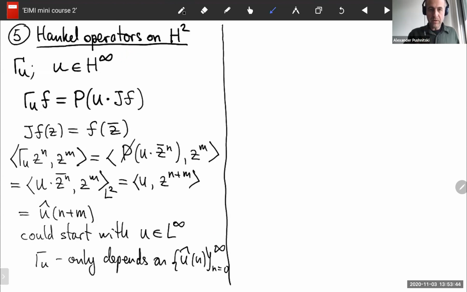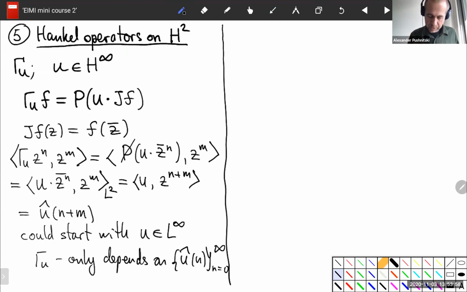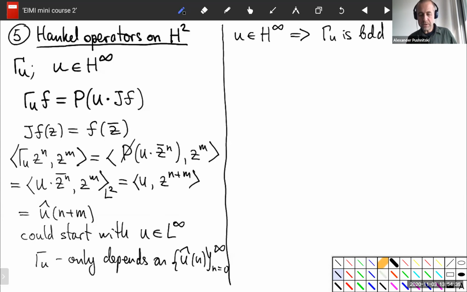Now for Toeplitz operators, remember that we had a defining commutation relation. For Hankel operators, there's the same story. Maybe I should first say a few words about boundedness, because so far I didn't say this. Just as for Toeplitz operators, if u is bounded, then it follows that gamma u is bounded, but the converse is not true. You can have small, weak singularities of u, and the operator will still be bounded.